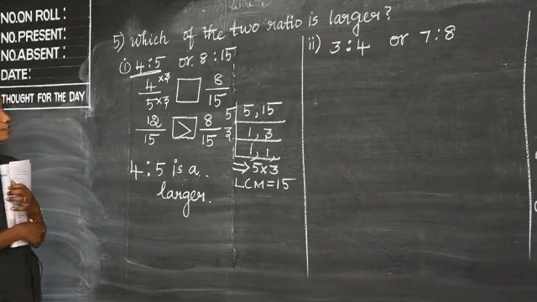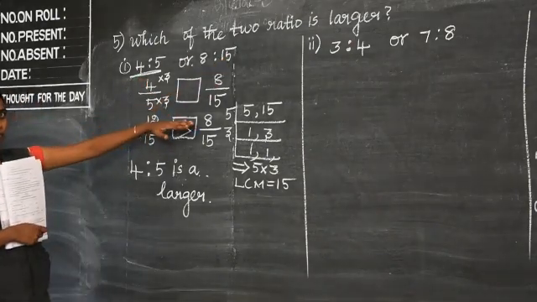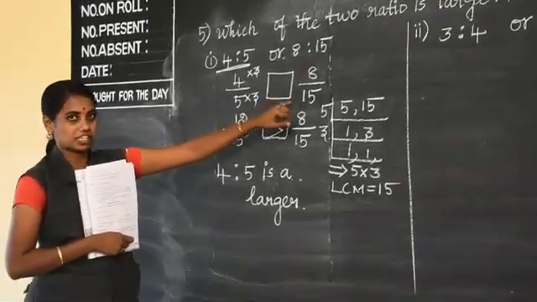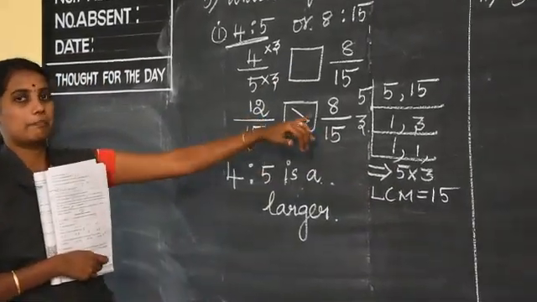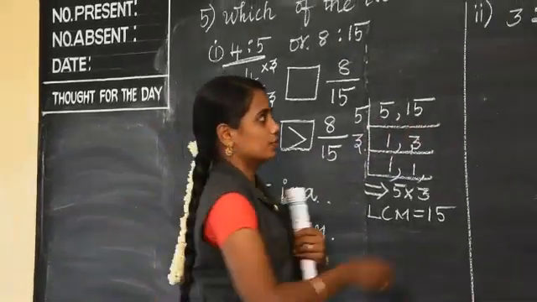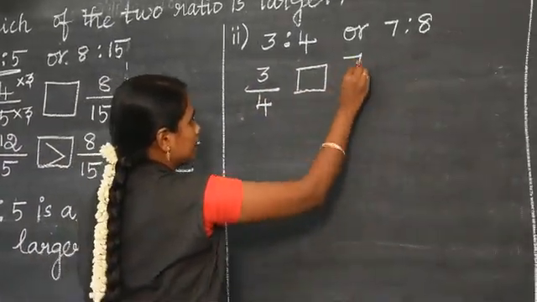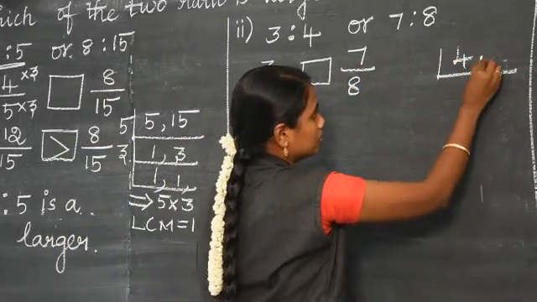Once again, listen to me. Write the ratio in fractional form. Then go for the denominators. Make the denominators the same. Take the LCM and make them the same. Then compare the numerators. Likewise, the next option also: 3/4, 7/8. For 4 and 8, take the LCM.